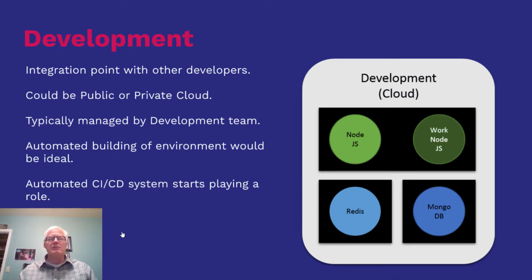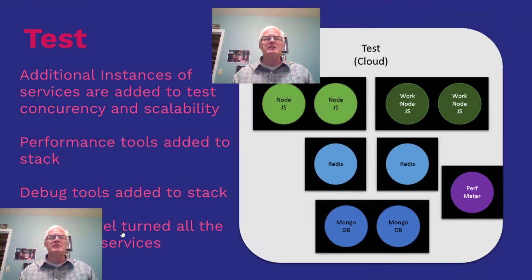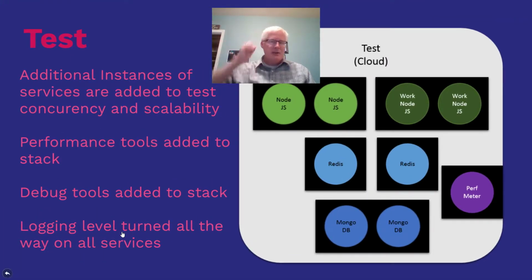Now comes something tricky, because your automated CI/CD system is going to kick off and start running a build and a test. So let's take a look at what the test cloud looks like. In a test cloud, you want to make sure that you have programmed your microservice and your application appropriately so that you can have multiple instances of the same Node.js business service and your worker services. You're going to have multiples of those.